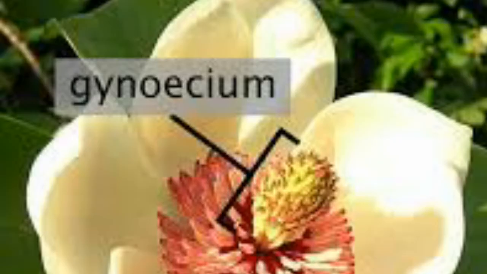The innermost whorl is called the gynoecium, which is made of one or more carpels. Each carpel comprises an ovary at the base, a sticky stigma at the top, and a slender stalk-like style connecting the two.